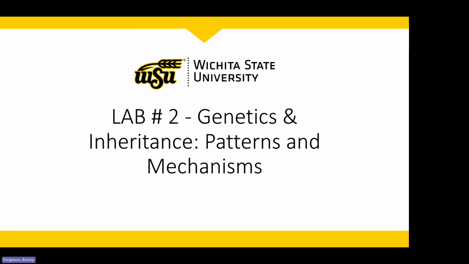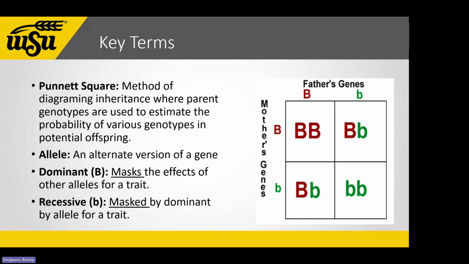All right, moving on to lab 2, we're going to be talking about genetics and inheritance, specifically about patterns and mechanisms. Some key terms. If you guys have ever taken a high school biology class, then you're probably somewhat familiar with Punnett squares. But Punnett squares are a method of diagramming inheritance where parent genotypes are used to estimate the probability of potential offspring genotypes.